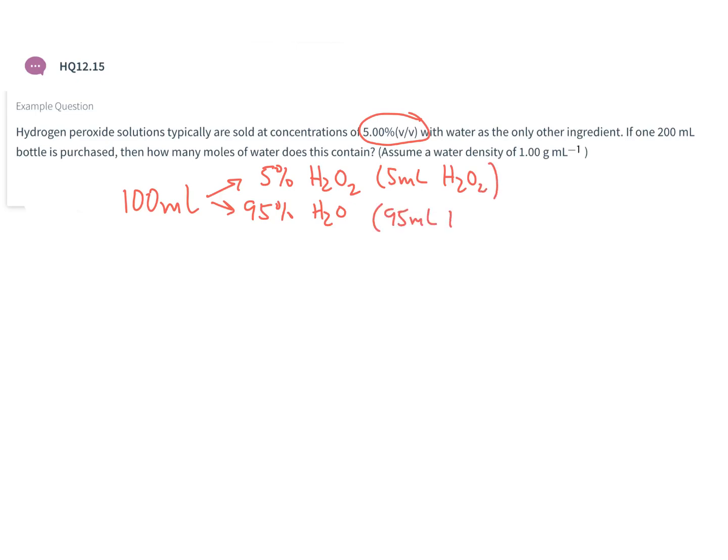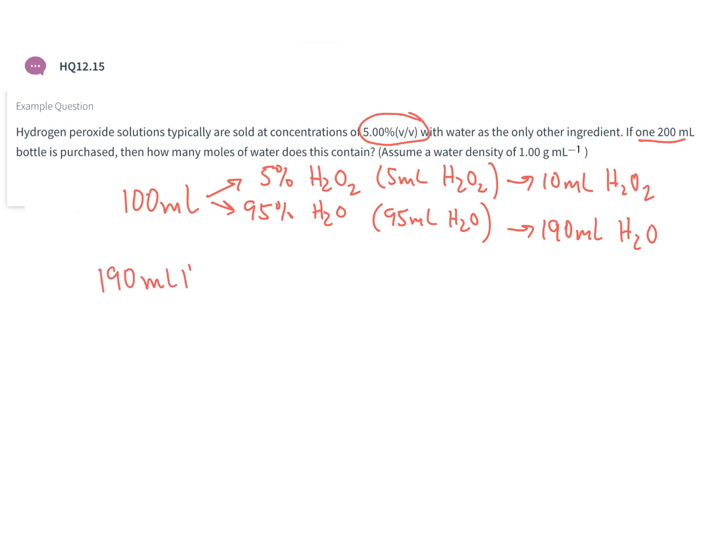Well, we have a 200 milliliter container of hydrogen peroxide, so I don't have 5 milliliters of hydrogen peroxide and 95 of water. I actually have 10 milliliters of hydrogen peroxide, and that means I have 190 milliliters of water. So now I can find out how many moles of water I have.